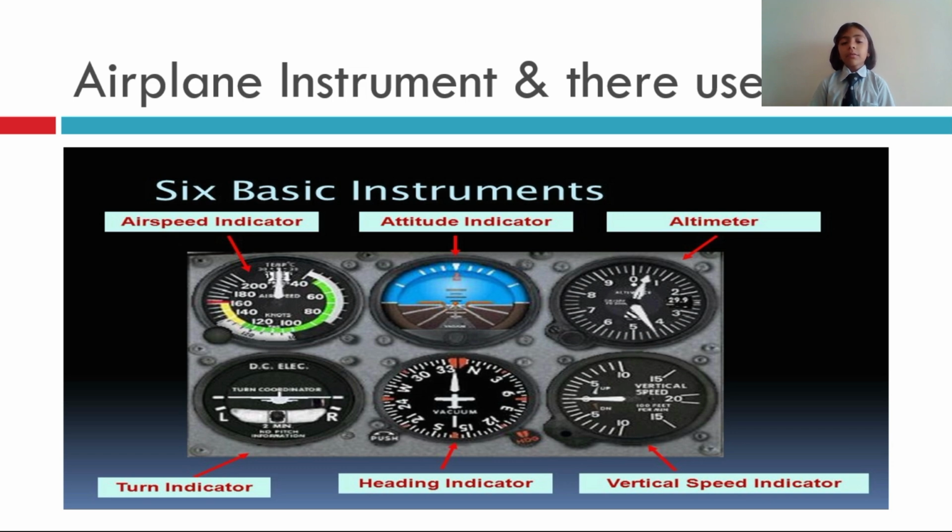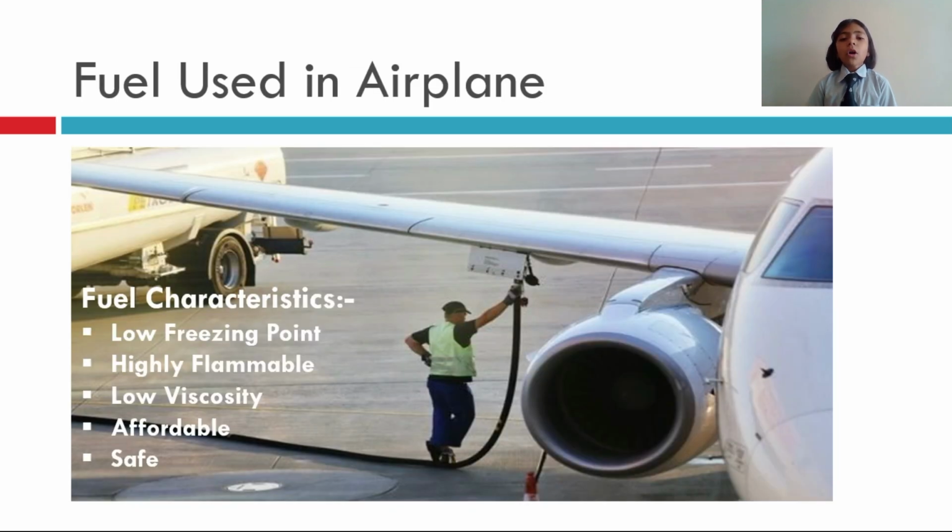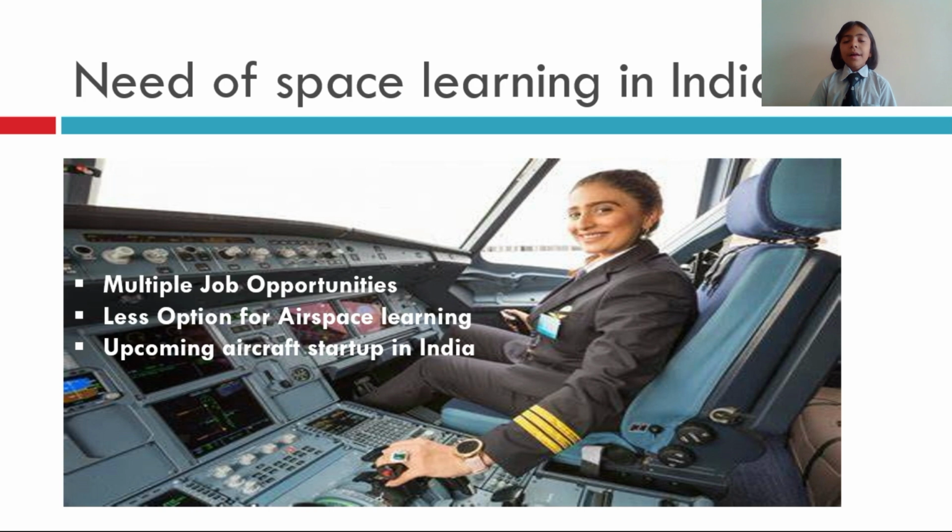Vertical speed indicator. This indicator is used to measure the rate of climb or rate of descent, which is the speed while going up or down. Now I'm going to talk about fuel used in airplane. Aviation kerosene is used in aircraft instead of petrol because of the following characteristics: low freezing point, highly flammable, low viscosity, affordable, and safe. Last but not the least, need for airspace learning in India.